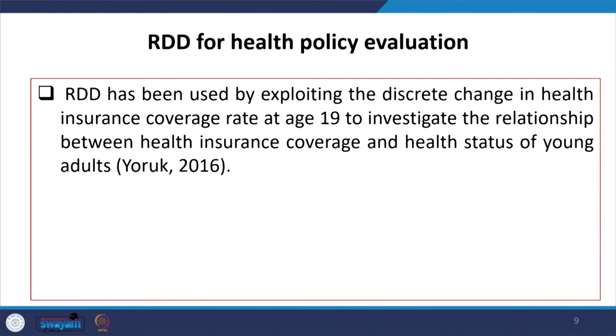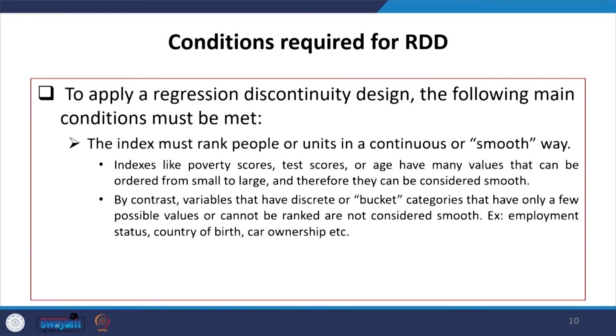RDD for health policy evaluation is also quite important. RDD has been used by exploiting the discrete change in health insurance coverage rate at age 19 to investigate the relationship between health insurance coverage and insurance status of young adults, as you can also read in the paper by Roorkee 2016.